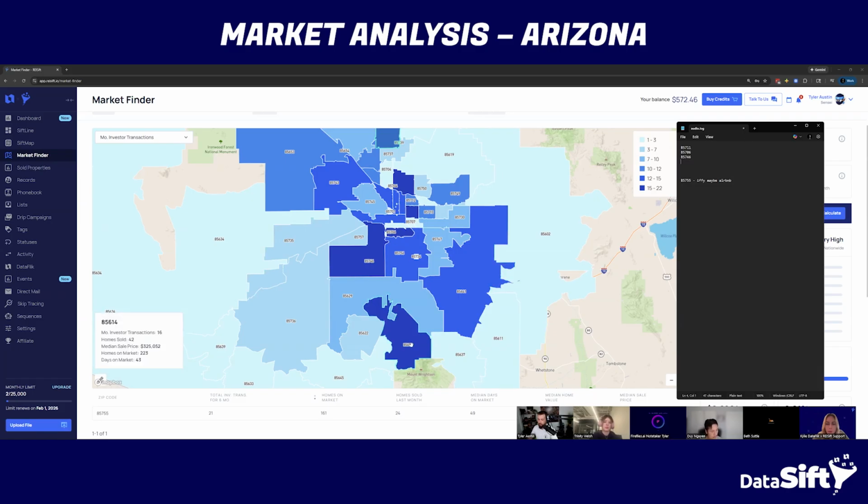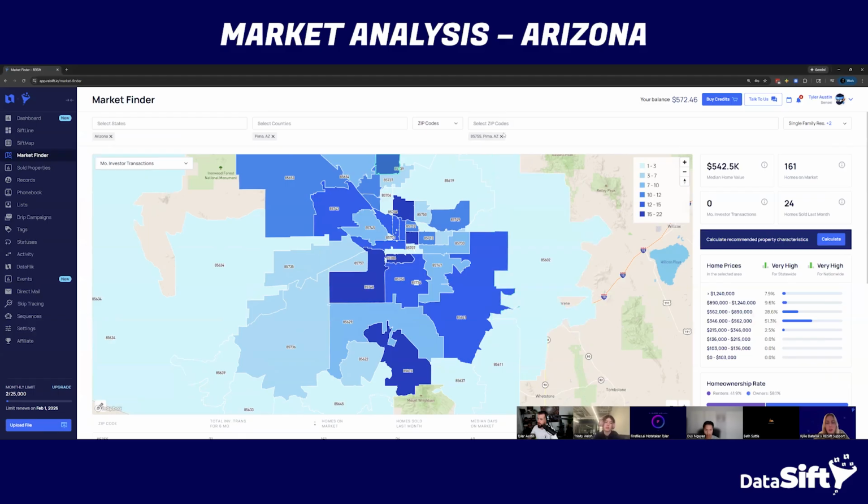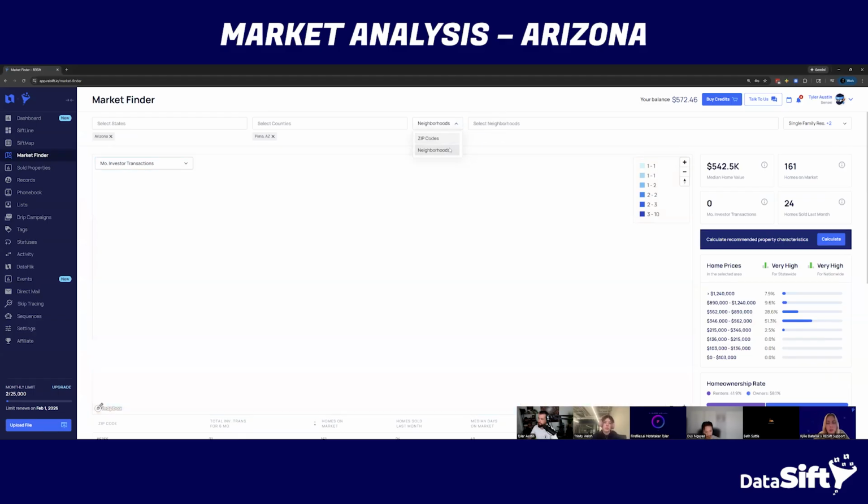Because that does play a big part. But 85614, 85614. And I think that's 1, 2, 3, 4. That's 4. Everything else is so. But what I want to do is I don't want to just take the zip codes for granted. So I'm going to switch it to neighborhoods again here.